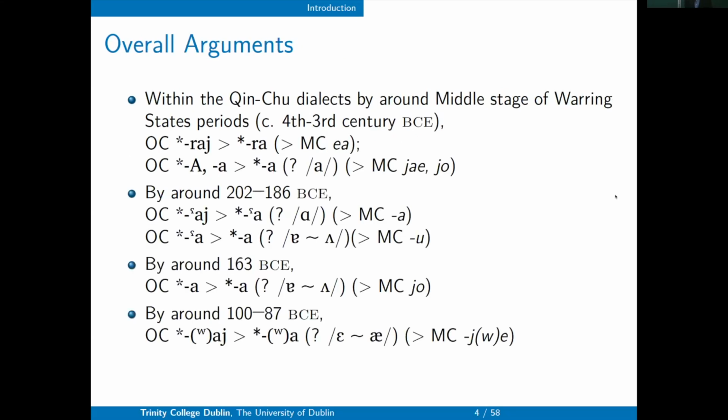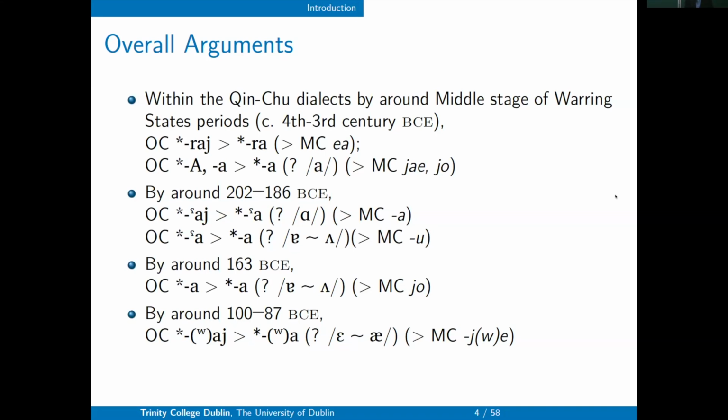So my overall arguments are as follows. First, within the Qing-Chu dialects by around the Middle Warring States period, which is around the 4th to the 3rd century BCE, I found that Old Chinese *I with a medial *R has lost its final *E, and Old Chinese *R still kept itself as *R, and maybe the phonetic value is a front vowel *R.